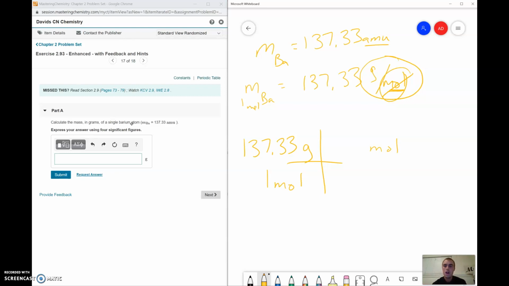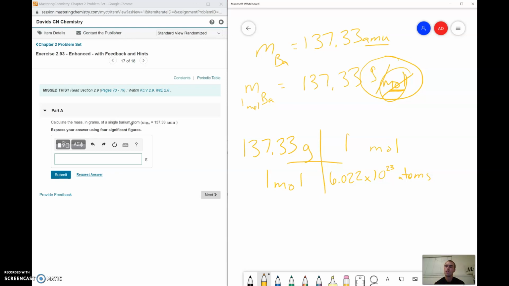Okay, and we know how many atoms are in 1 mole. Okay, if you don't remember this number, you will after I tell you. It's 6.022 times 10 to the 23rd. I'll erase and give myself a little bit more space. 6.022 times 10 to the 23rd atoms in 1 mole.